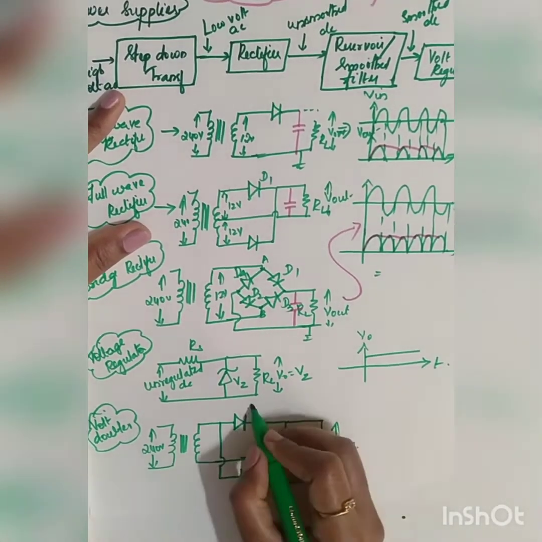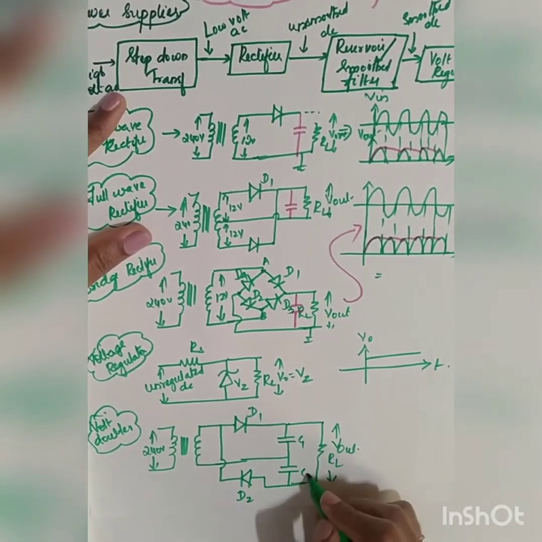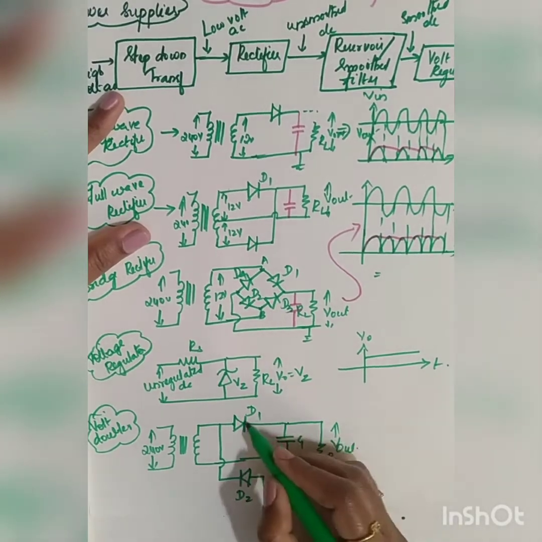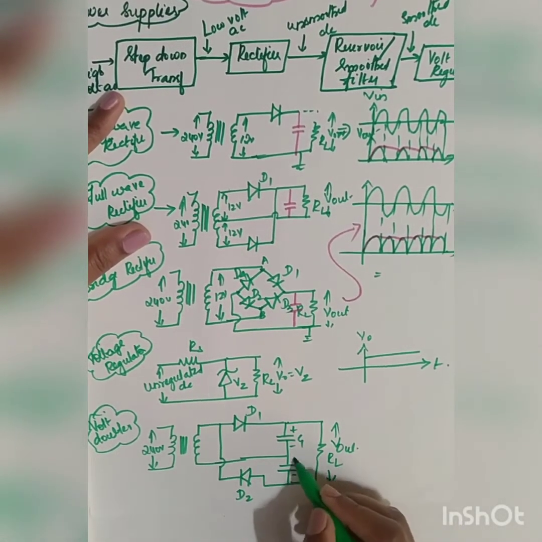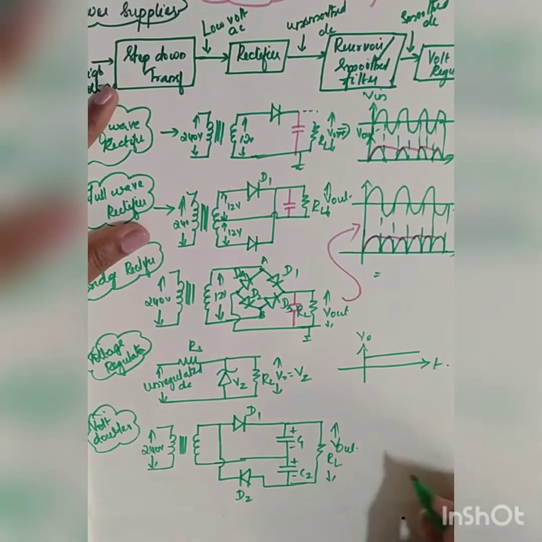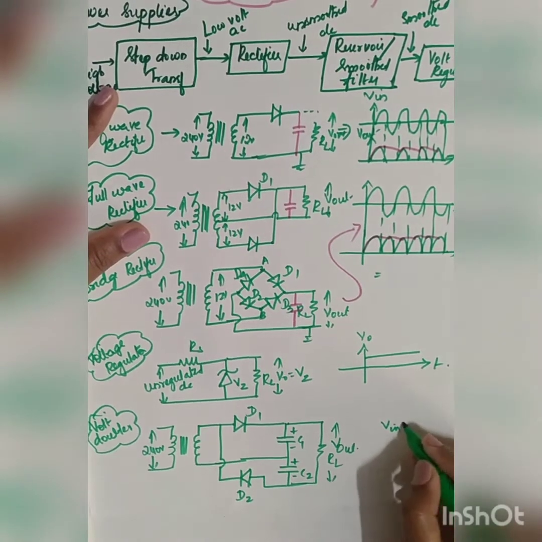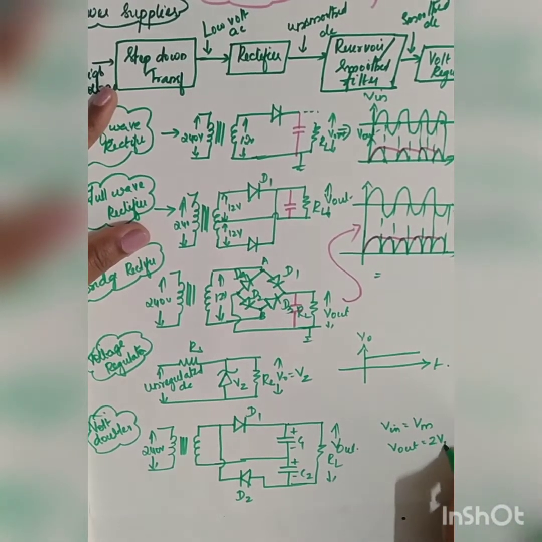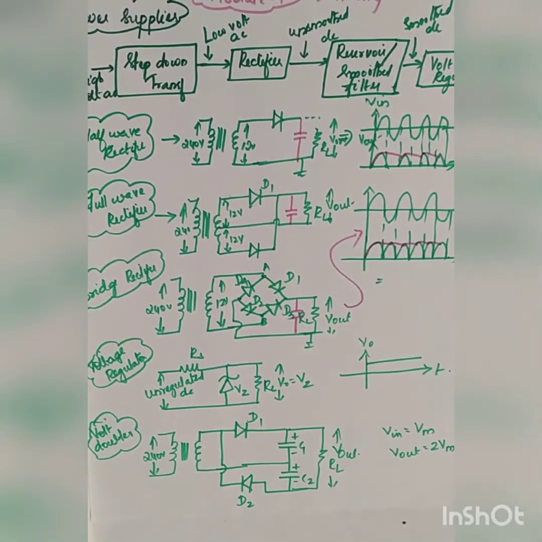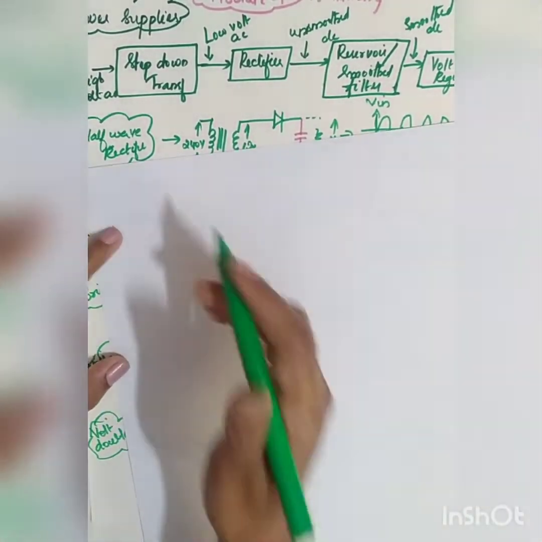So diode D1, diode D2. D1 will charge capacitor C1, D2 will charge capacitor C2. Here it is positive, negative, and here it will be negative, positive. So what will be the output of the voltage doubler? If the maximum input voltage is Vm, V out will be equal to 2 times Vm. That was your voltage doubler. The next topic was your voltage tripler, right?